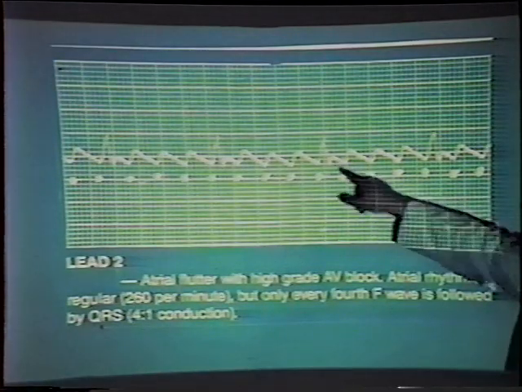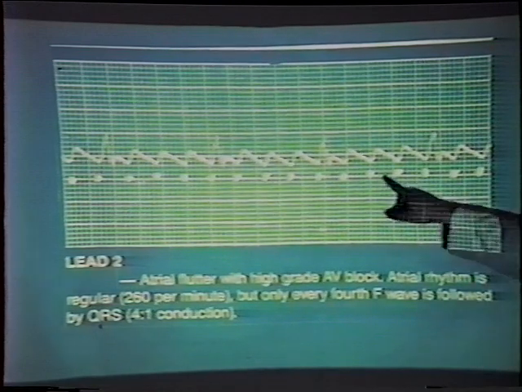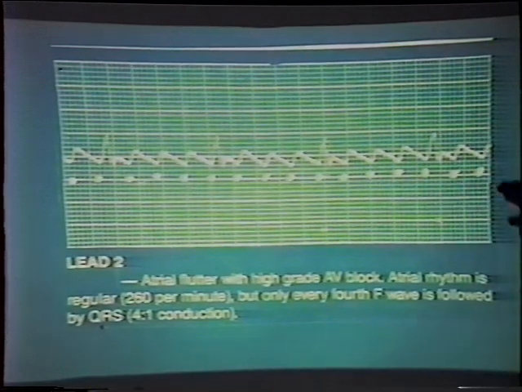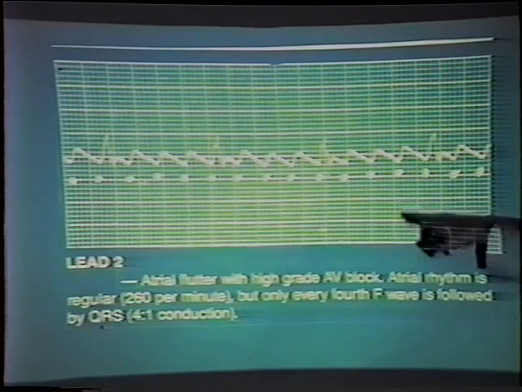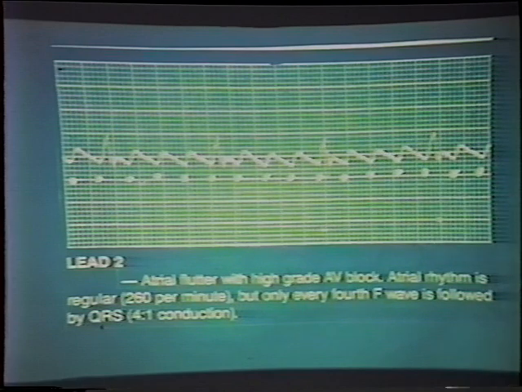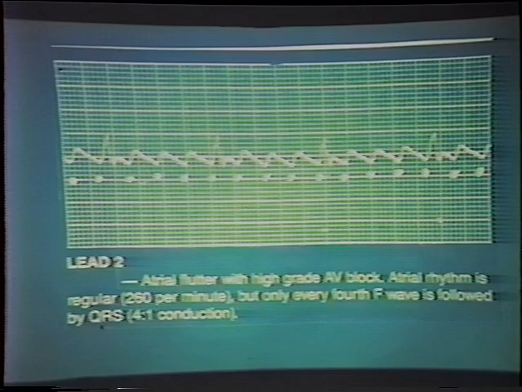Again, here we have the sawtooth pattern, a little bit less than 300, 270 or so per minute. That's flutter. Now we've got a 4-to-1, it looks like. A 4-to-1 flutter. So you can tell that easier than a 2-to-1 flutter, because you can see your sawtooth pattern better.